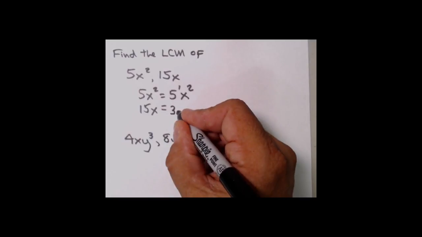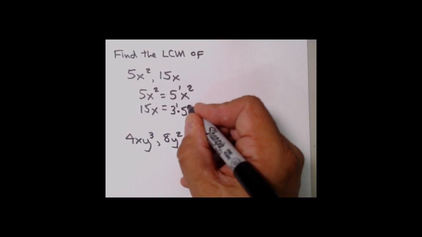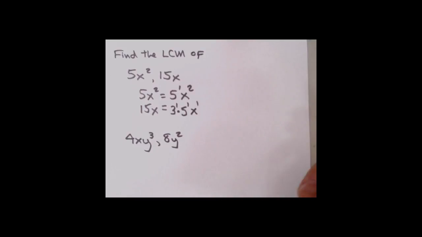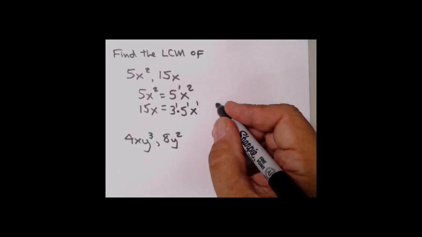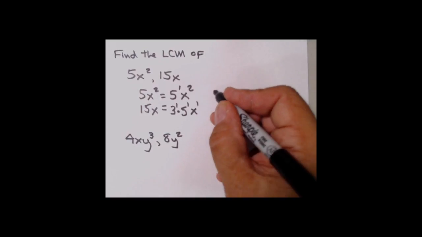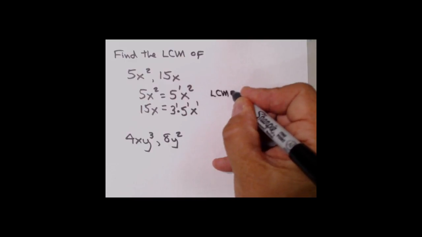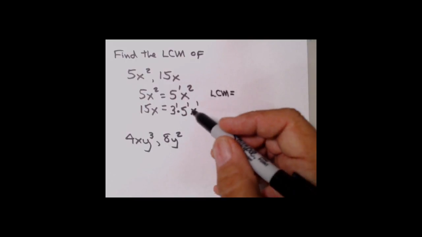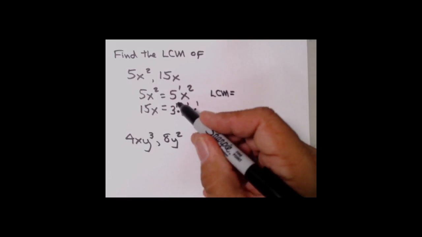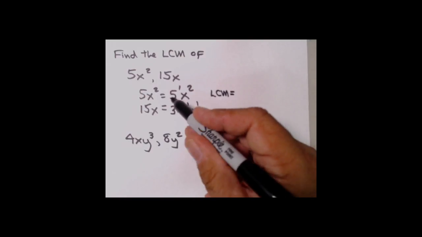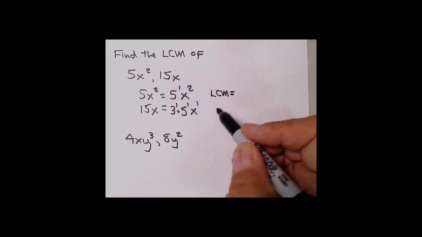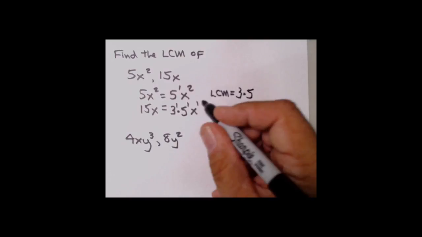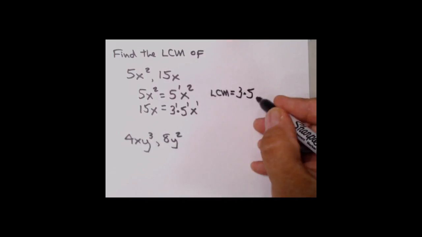So this is going to be 3 times 5, both to the first power, and then another x to the first power. Okay, here's how you find the LCM with these guys. The LCM equals, you go back and get all the different bases you see. For the numbers, I see 3 and 5. Remember, if it shows up more than once, you still only put it once in the list. So 3 times 5. Then there's only one variable, x.